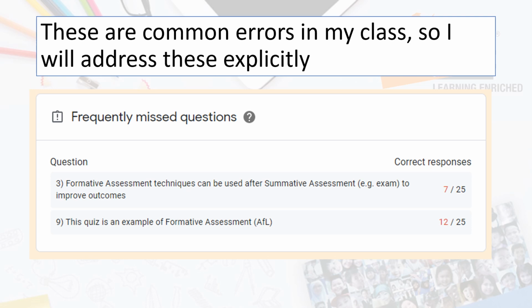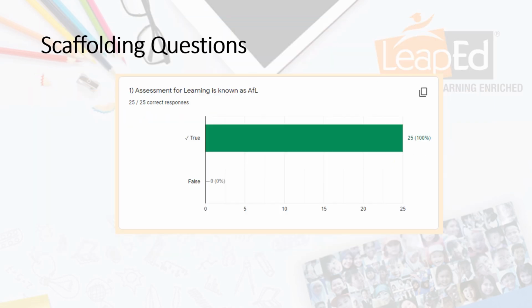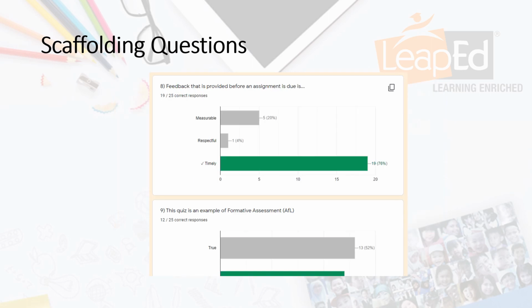The question 9, this quiz is an example of formative assessment. That is kind of a trick question because actually the quiz itself is a summative assessment, but what I'm doing with it now makes it formative. So, like I said, I've scaffolded the questions. I'm pretty pleased. Question 1, everyone got right. That means they've got a good basic understanding. And it's question 8 and 9 that lots of people got wrong. So these I can address in my face-to-face.